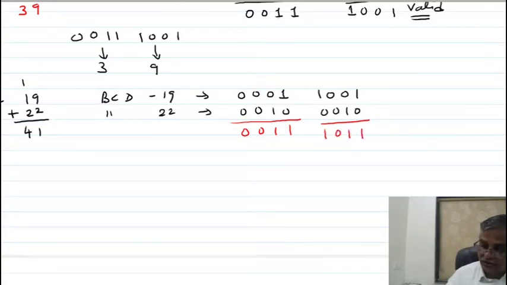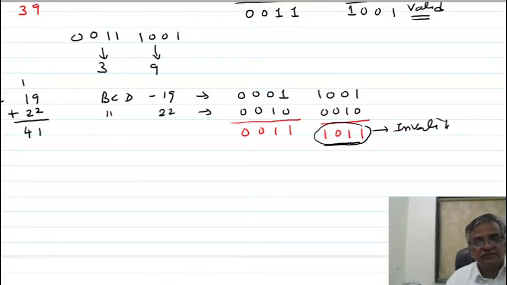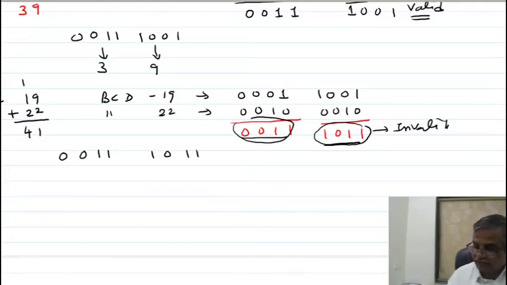So this is invalid. You can see here, this 4 bit is more than 9, so it is not a valid BCD. To get a valid code, here I have to add 0, 1, 1, 0. So this is 0, 0, 1, 1, 1, 0, 1, 1. This is a valid code.